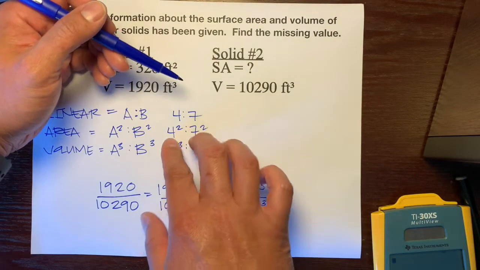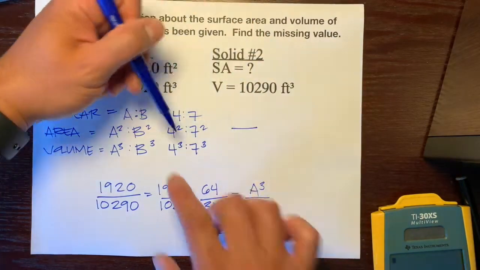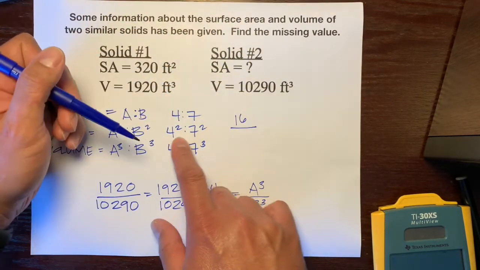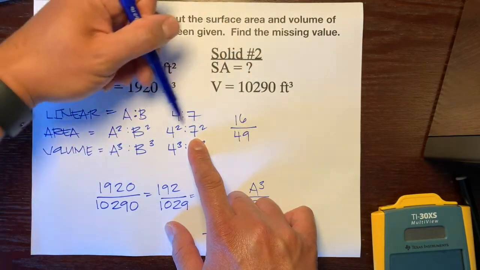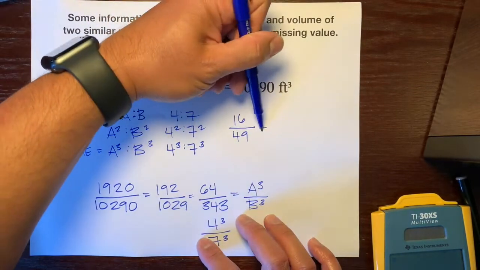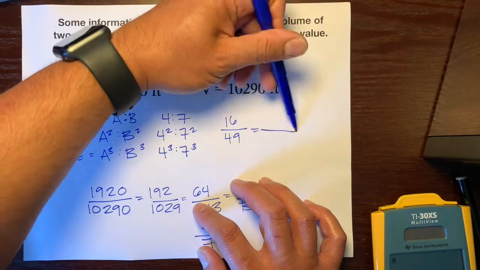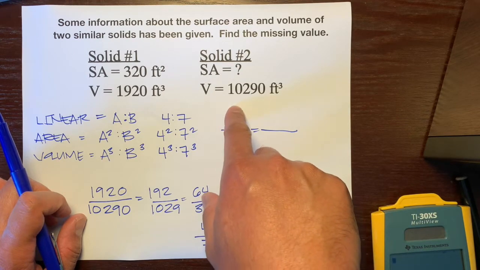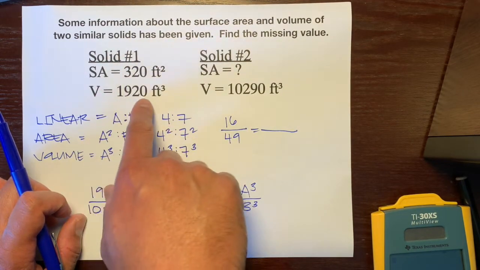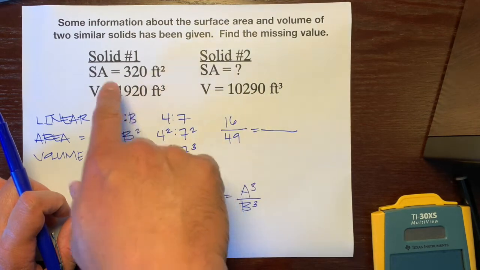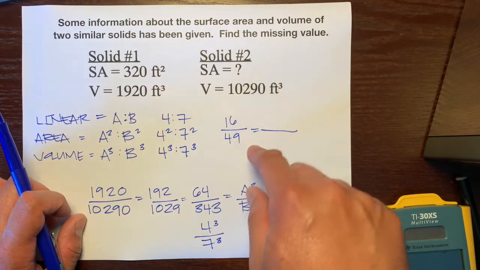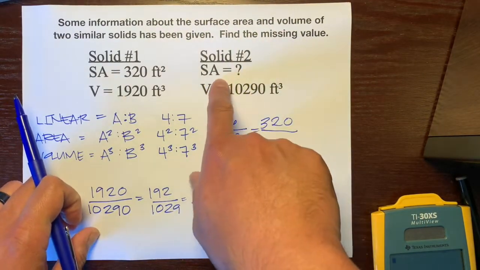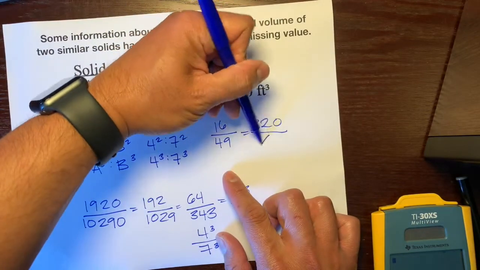We're going to write a proportion now. Instead of writing 4 squared, we'll use the actual number 16 over 7 squared, which is 49. This is our area scale factor, and it is equal to, now we have to be careful, the numerator is for the smaller solid. We know that solid 1 is the smaller solid because its volume is smaller. So we're going to put this 320 in the numerator. Then we're trying to find the surface area for the larger solid, so we'll put x right there.